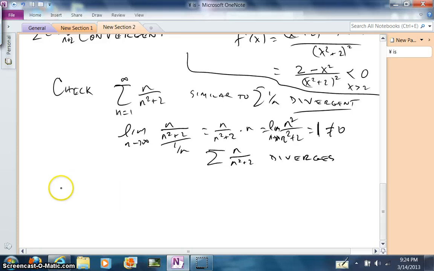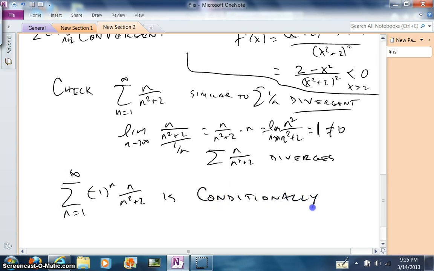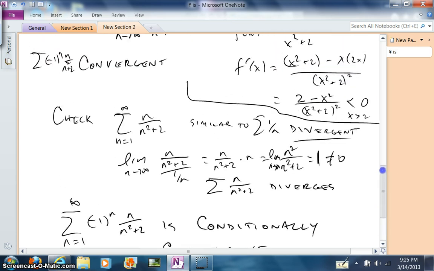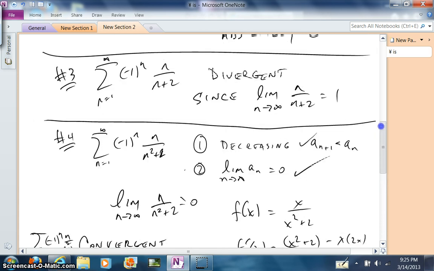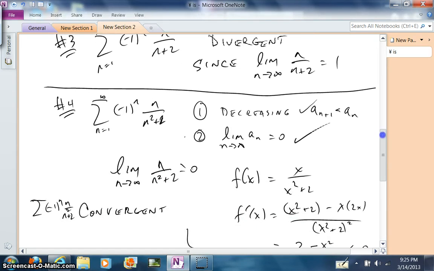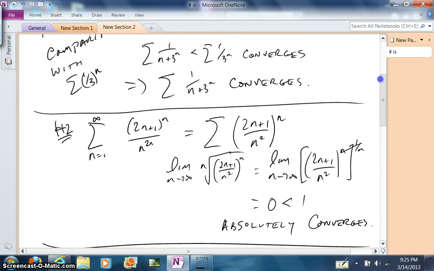So what we finally say is that the original series is conditionally convergent. So there's a lot to that problem. Take that problem and repeat it, and take a clean piece of paper and reproduce all those little details, and that'd be a good download. Actually, all of these are great for that.